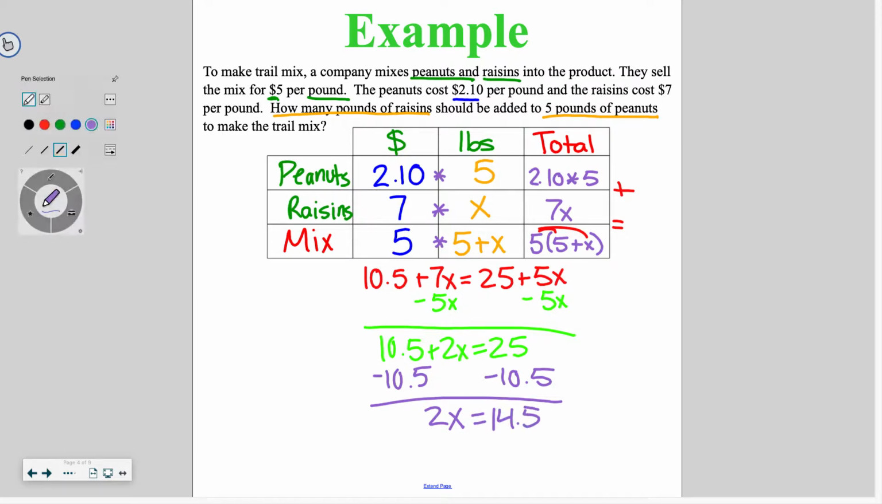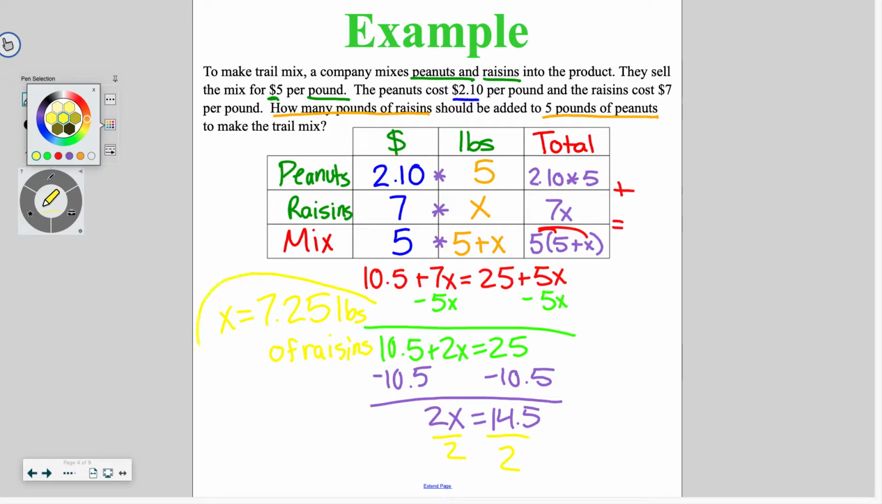Finishing out, I'm going to divide both sides by 2, giving me x is equal to 7.25. Within the context of the problem, my x falls under pounds of raisins, so I would label this pounds of raisins. Again, the table helps us organize the information that we need to solve the problem.